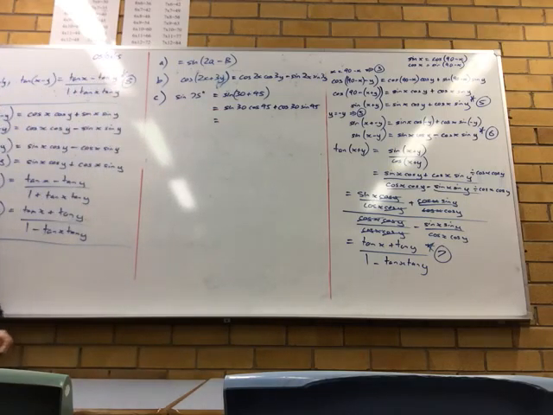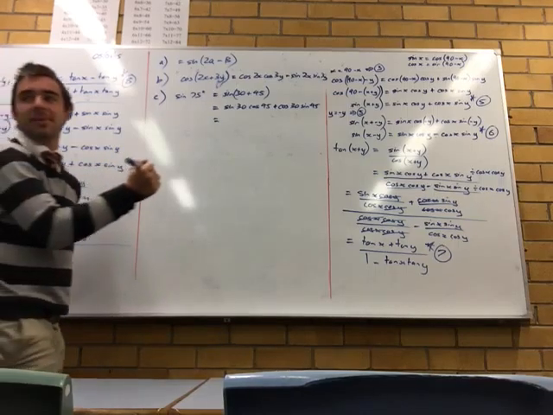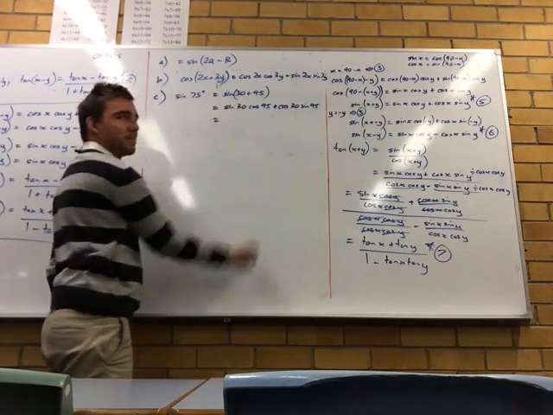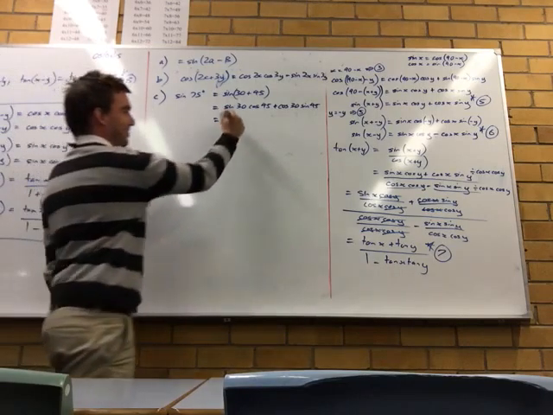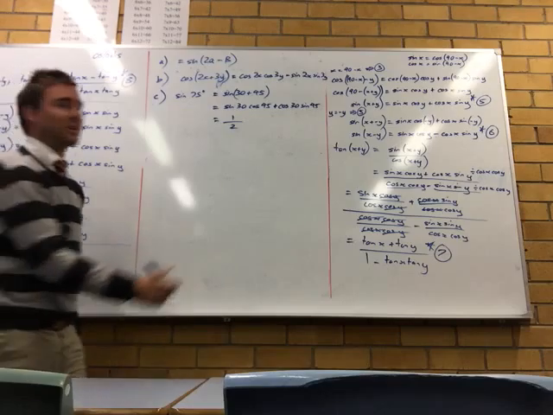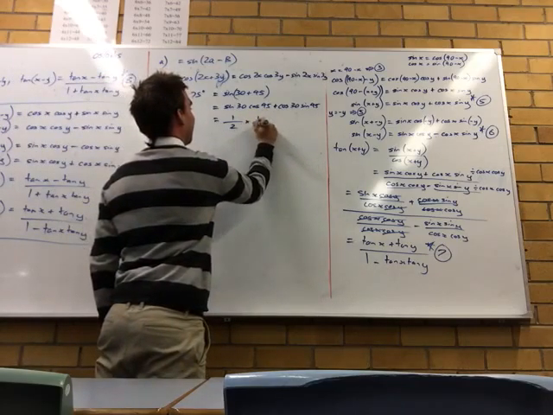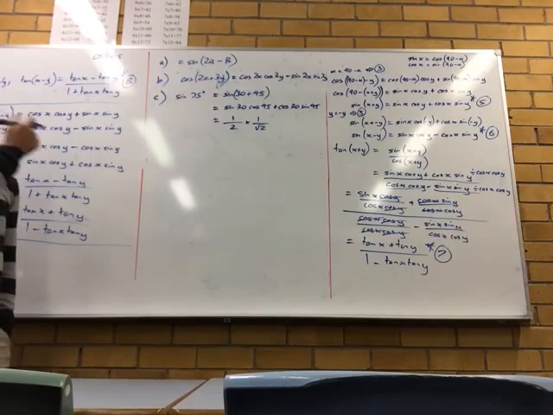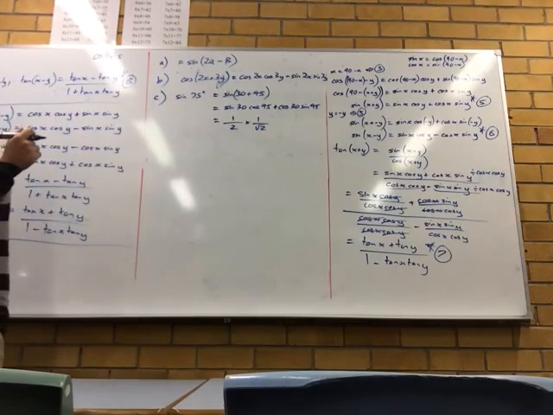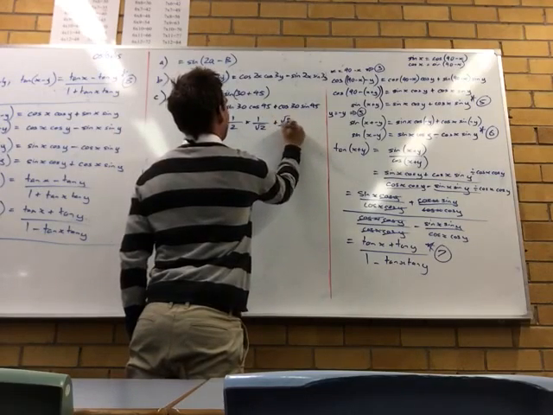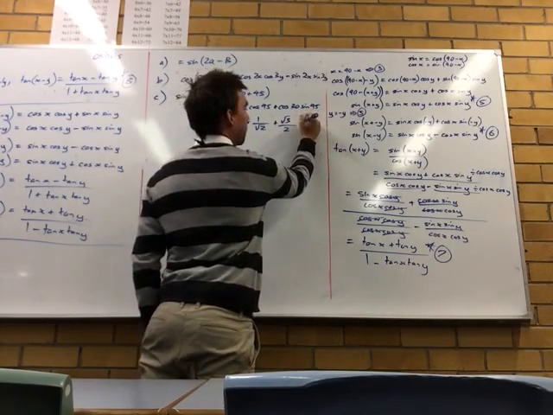Alright, one each. Michael, sine 30. 1 over 2. Mina, cos 45. 1 over root 2. There we go. Robin, cos 30. Root 3 over 2. Good. And Kyle, sine 45. 1 over root 2?